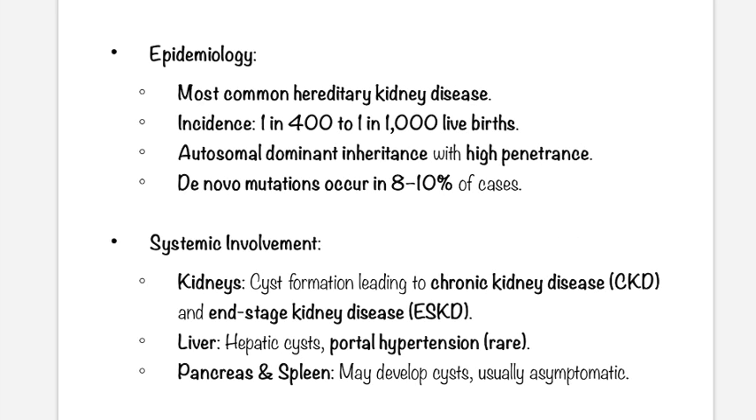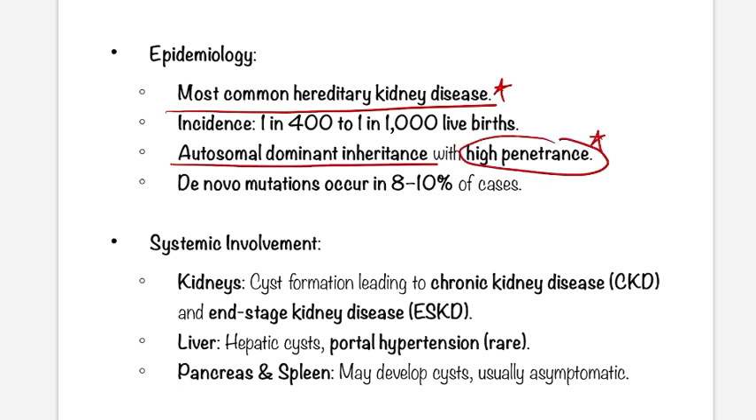Okay, so what is the epidemiology? Just remember, autosomal dominant polycystic kidney disease is the most common hereditary kidney disease. So which kidney disease is the most common hereditary disease in the overall population? That is ADPKD. It is autosomal dominant inheritance but with high penetrance. So this is very much important. This is a high penetrance disease. De novo mutation occurs in 8 to 10% of cases.